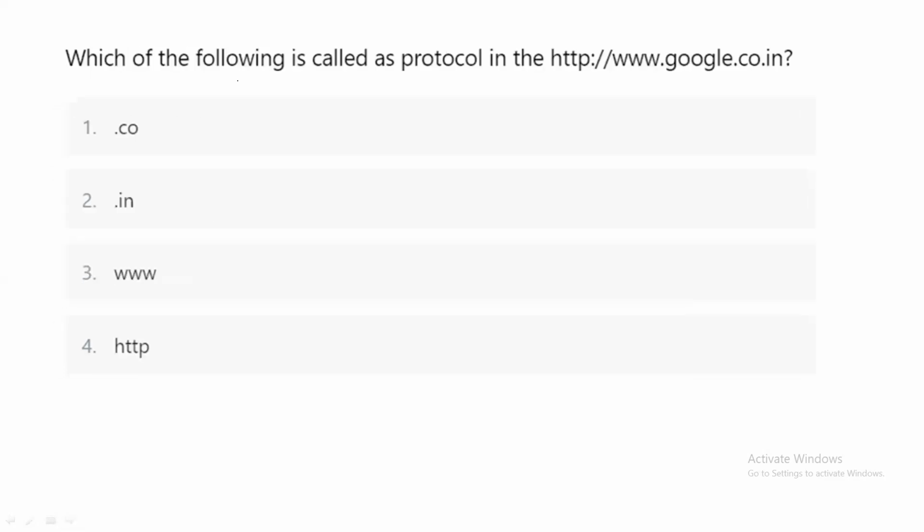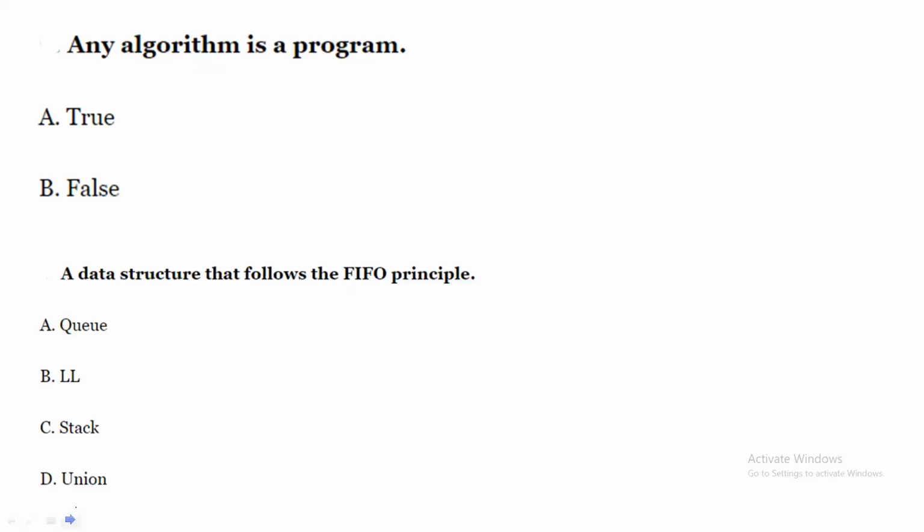The next question is, which of the following is called the protocol in the URL? Okay, so this is the URL of Google. Now you have to tell which part is working as a protocol. So in this particular URL, HTTP, that means hypertext transfer protocol, is working as the protocol. This is the protocol. So HTTP, option number 4, will be the correct answer over here. So let's move on to the next question.